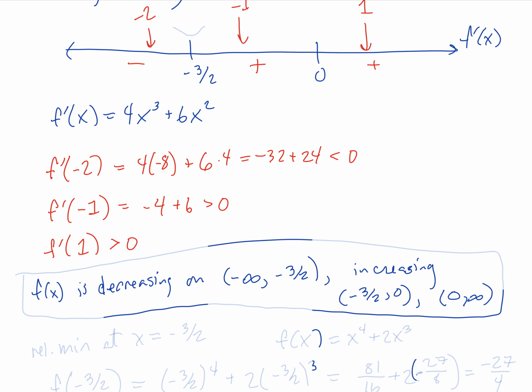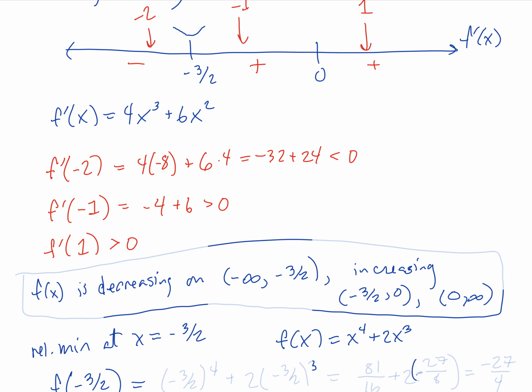We can also use this to find some relative maxes and mins. Because the function is decreasing before negative 3/2 and increasing afterwards, that means there is a relative min at x equals negative 3/2. So let's plug f of negative 3/2 into the original function. f of x is x to the 4th plus 2x cubed.